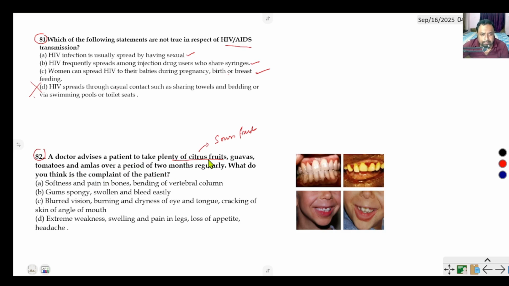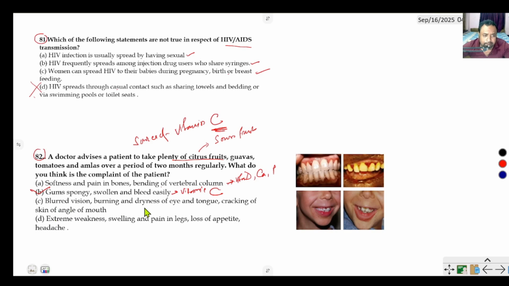All of these fruits like citrus fruit, guava, tomatoes, amlas are source of vitamin C. That means antioxidant, vitamin C. Softness and pain in bones, bending and vertebral cramp is caused by vitamin D deficiency, or calcium and phosphorus deficiency. Gum spongy, swollen and bleeding easily is caused by vitamin C deficiency, because vitamin C is an antioxidant. Okay, the correct option is B.